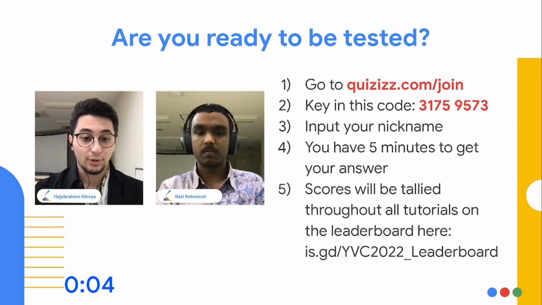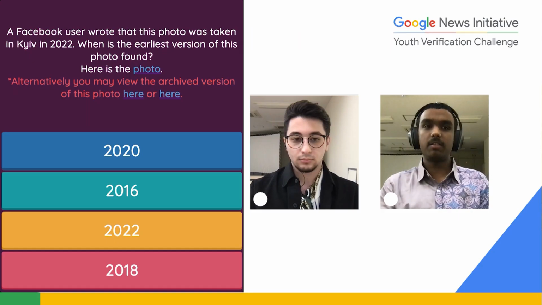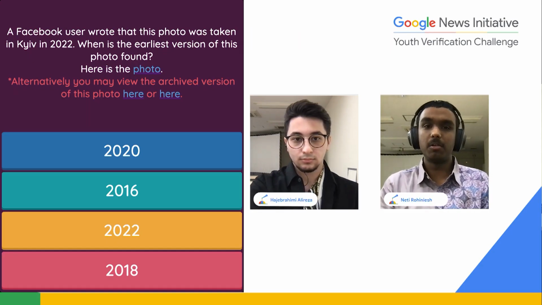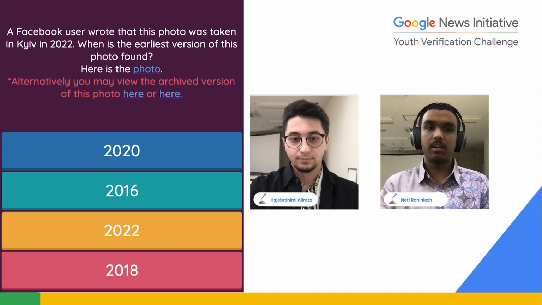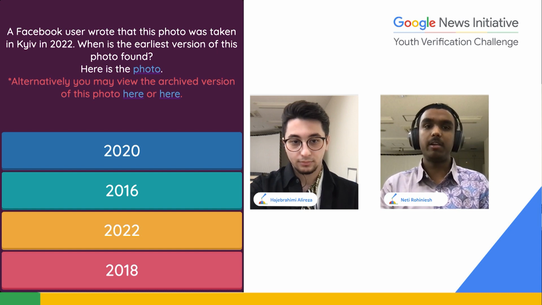So, are you guys ready? We are going to start the quiz now. Here is the quiz. There is a photo. You have 5 minutes. You can click on the link to get the actual photo. If that doesn't work, you can click on one of the archived versions to view the photo. Now, your goal is to find out when this photo was taken. Was it really taken in 2022, as the Facebook user claimed? Or is there an earlier version of the photo that you can find on the internet?